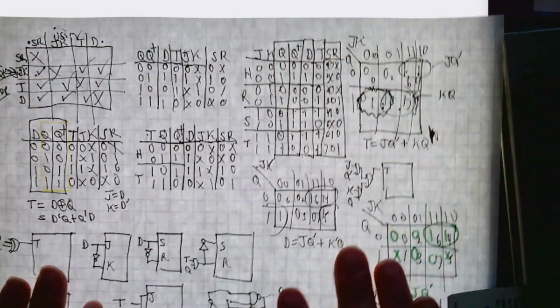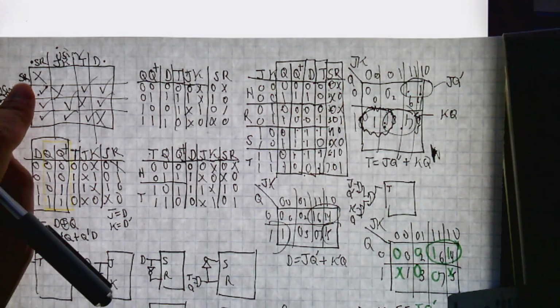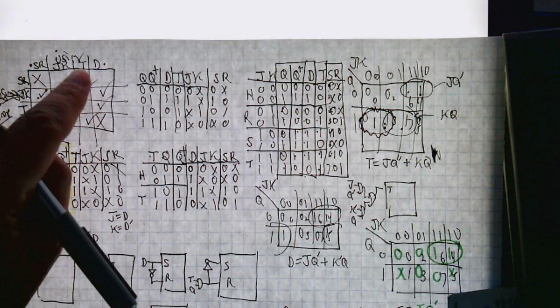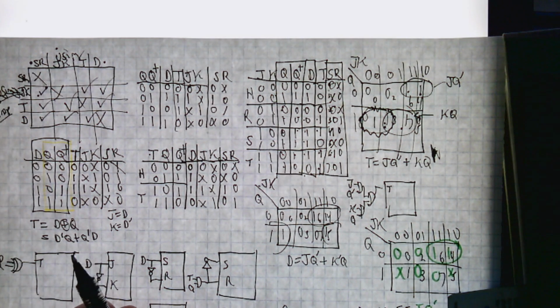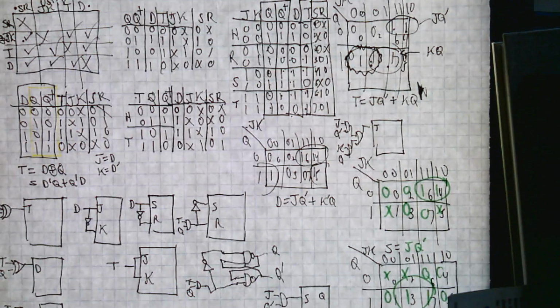And now I can implement SR latches using D, T, and JK. But I ran out of space on my little piece of paper here, so I'd have to start a new piece of paper.